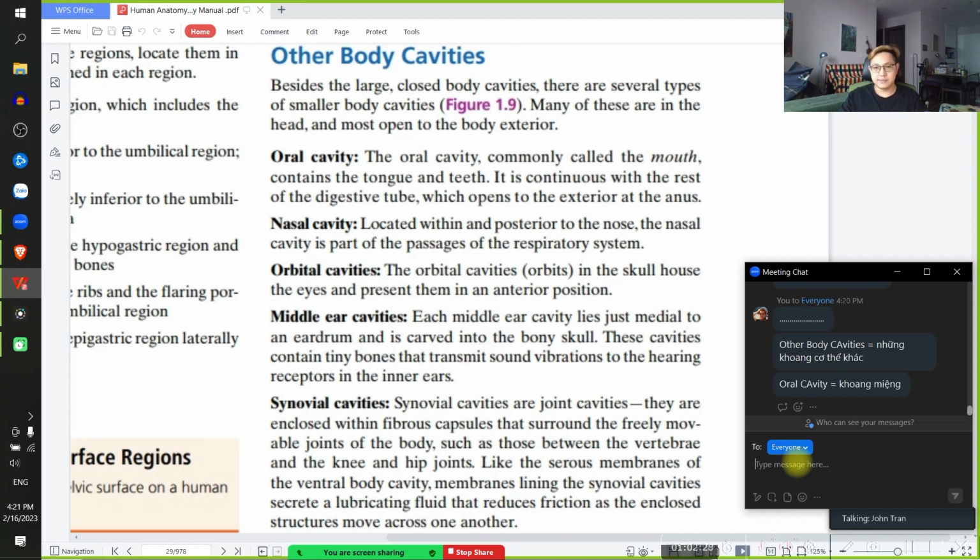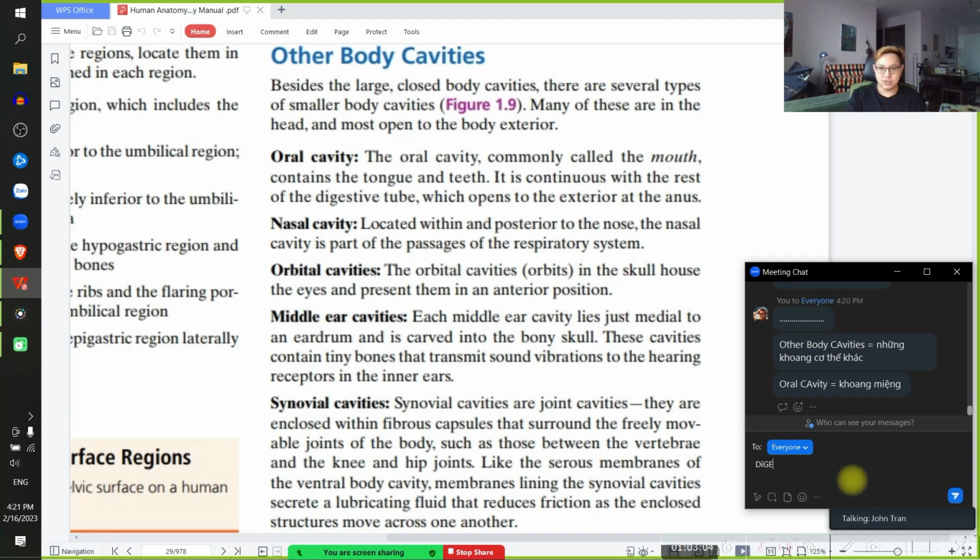It is continuous with the rest of the digestive tube, which opens to the exterior at the anus. Thì cái khoang miệng thì nó thường được gọi là cái miệng, mouth. Nó chứa cái gì? Răng và cái lưỡi, tongue. It is continuous with the rest of the digestive tube. Nó mang tính tiếp diễn với những phần còn lại của nguyên một cái ống tiêu hóa.